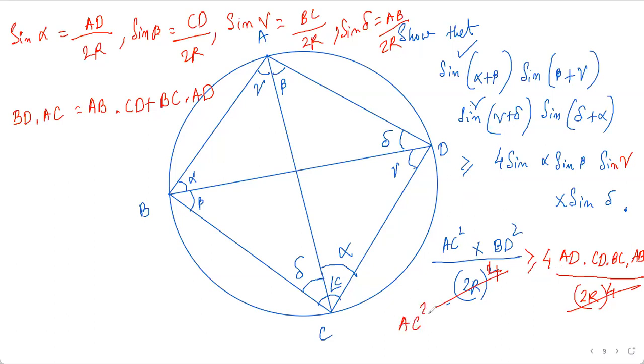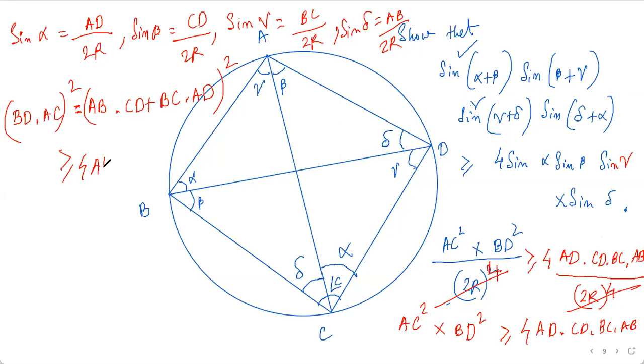So I have to basically prove AC square times BD square is greater than or equal to 4 times the product AD, CD, BC, AB. Now, AC square times BD square, I can just square. This is what I'm getting by Ptolemy theorem, the equality is holding because I have a cyclic quadrilateral. So now I square both the sides, and I already get AC square times BD square.